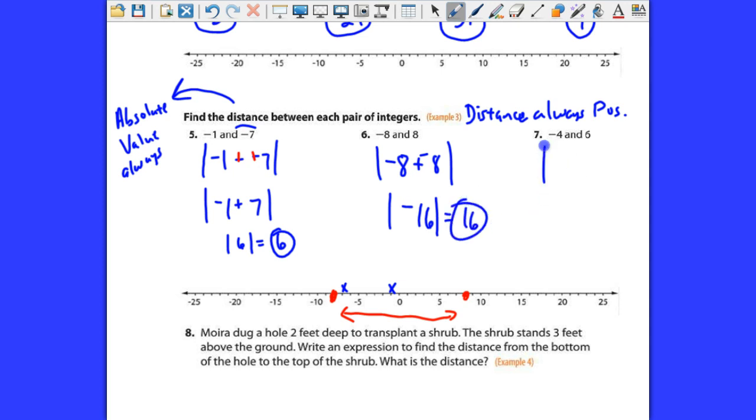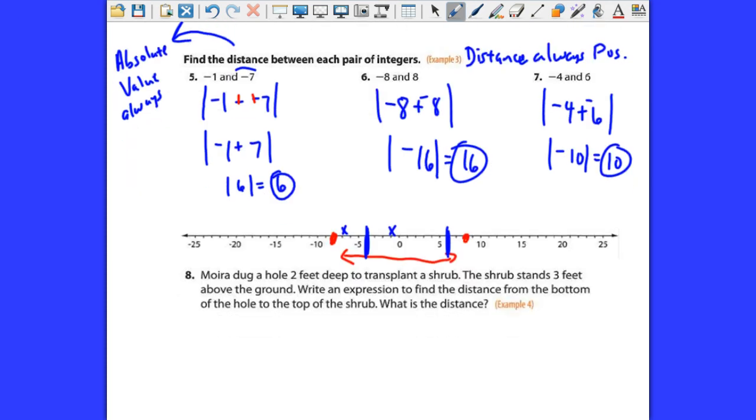It's 16. Distance is always a positive answer. Let's look at 7. Distance between negative 4 and 6. There's negative 4. There's 6. All right, negative 4 minus 6. Boom, boom. Change that thing to addition. Negative 10. But the absolute value of negative 10 is positive 10. And it should be written like that.